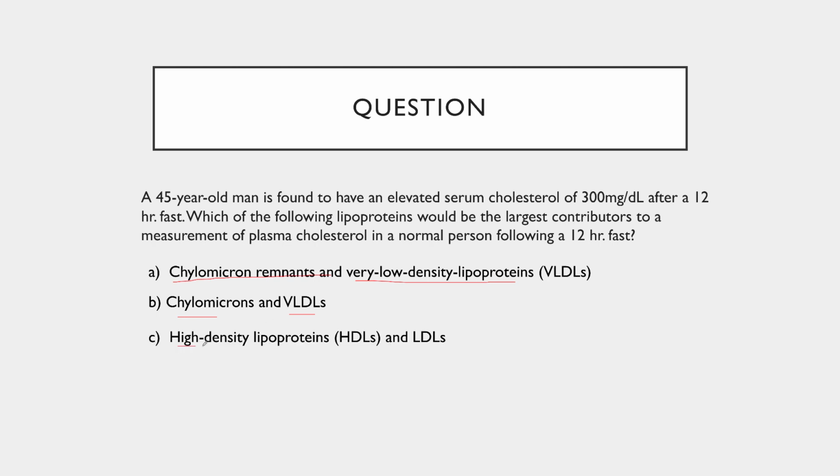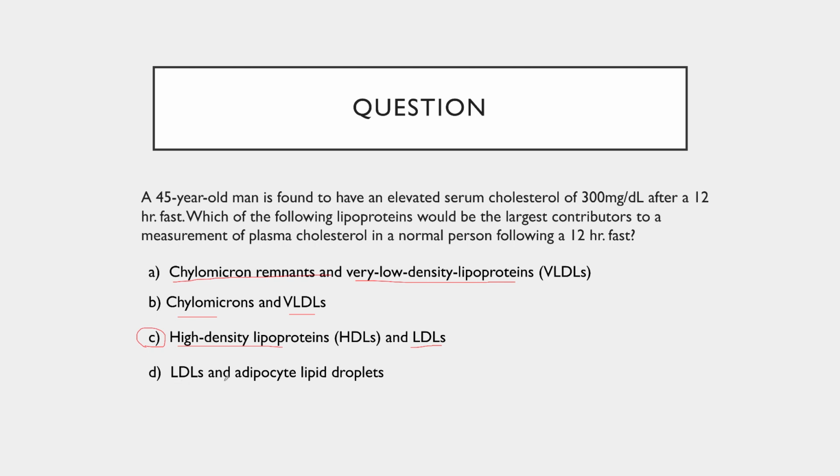Next, we have HDL and LDL. From previous conversations, we know that HDLs contain cholesterol from cholesterol efflux from peripheral tissues back to the liver. So these predominantly carry cholesterol and cholesterol ester. The same is true for LDLs, which again are a maturation product from VLDLs and predominantly carry cholesterol and cholesterol ester. So C looks like a good choice here.